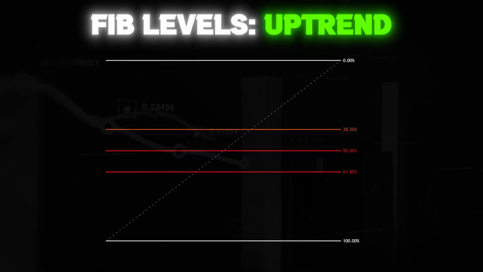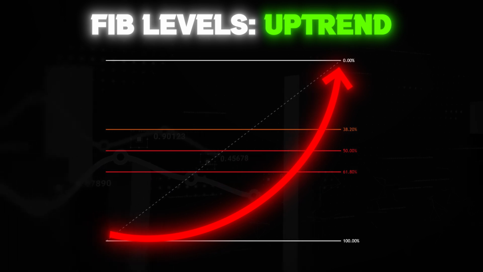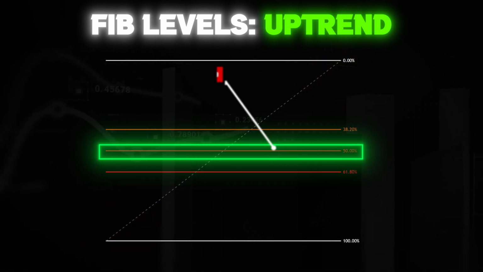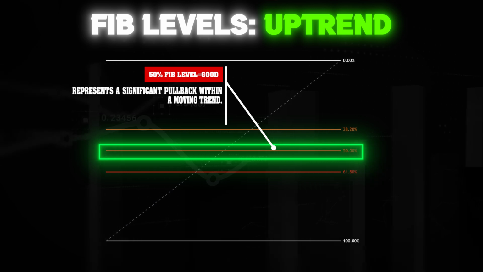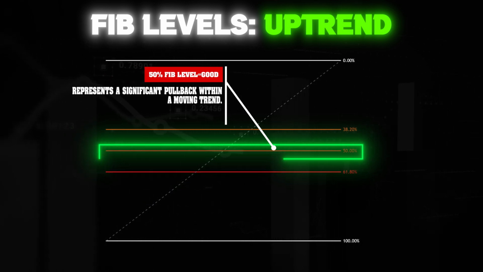Now let's quickly show how to apply the Fibonacci tool to your charts. In an uptrend, these are the Fibonacci levels we look for. First, the 50% Fibonacci level, which we call good, because it represents a significant pullback within a moving trend.